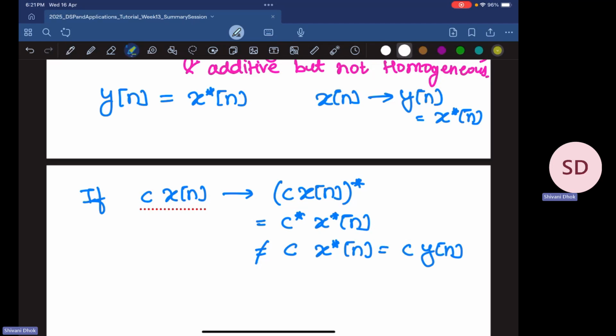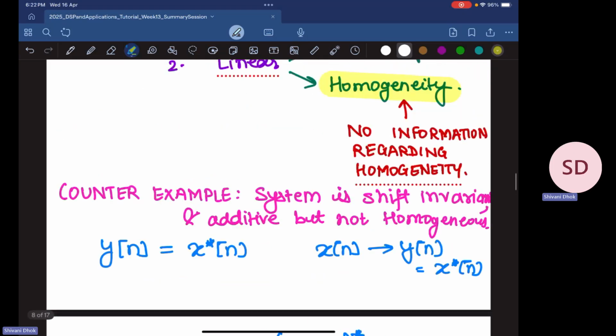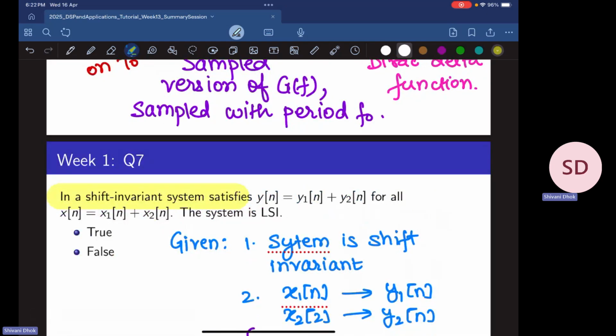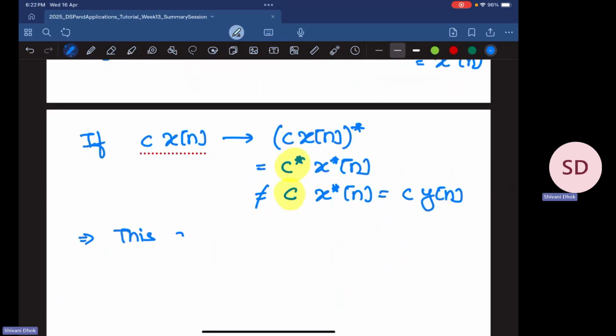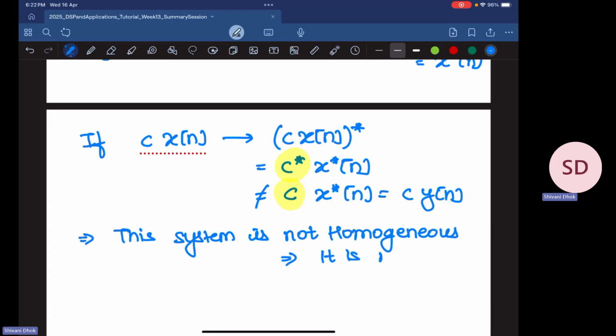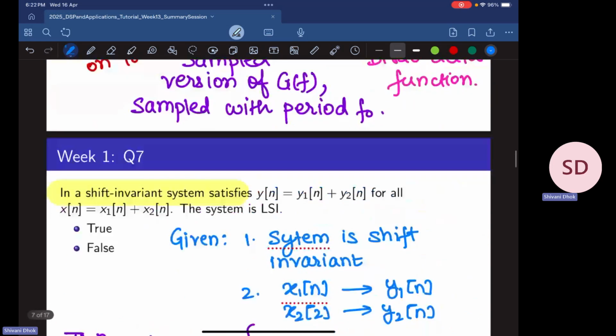So basically what is happening here is that this conjugate is also changing the constant that we are multiplying with. Here we are getting the conjugate of the constant which we are multiplying. At the same time, this system is additive, it is shift invariant, but it is not homogeneous, which means that based on the given information, it might happen that the system is not linear and shift invariant, even if it is additive and shift invariant. So this system is not homogeneous, which means it is not an LSI, that is linear and shift invariant system. So the correct option here is false.